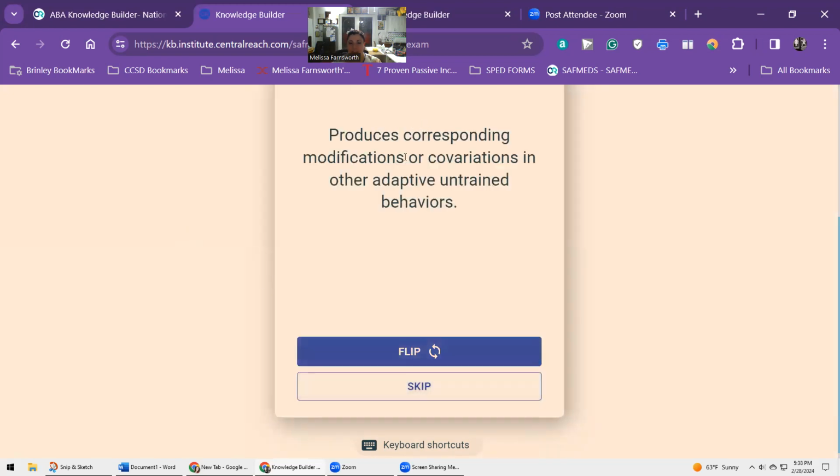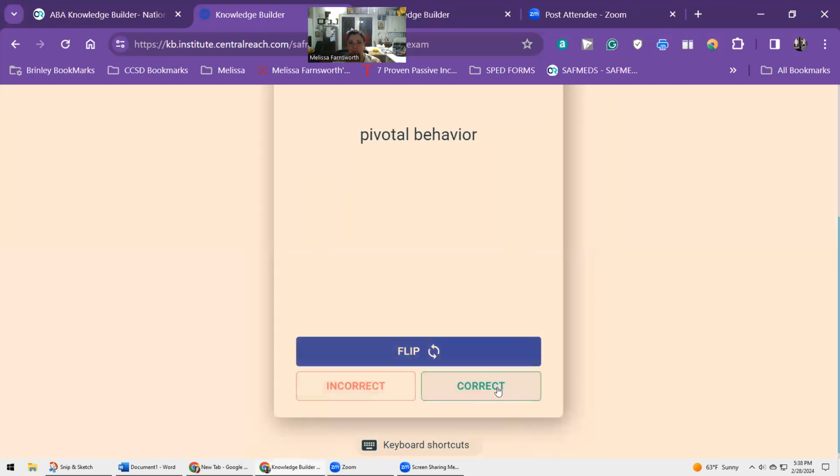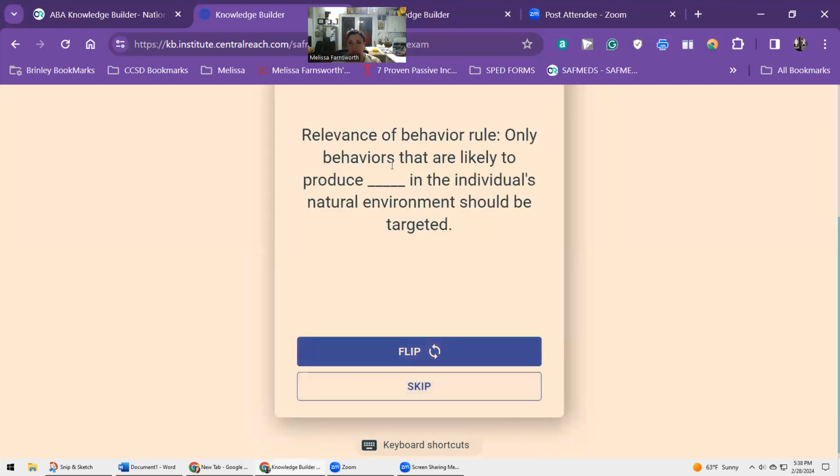Antecedents. Produces corresponding modifications or covariations in other adaptive untrained behaviors. Pivotal behavior. Relevance of behavior rule: only behaviors that are likely to produce blank in the individual's natural environment should be targeted.